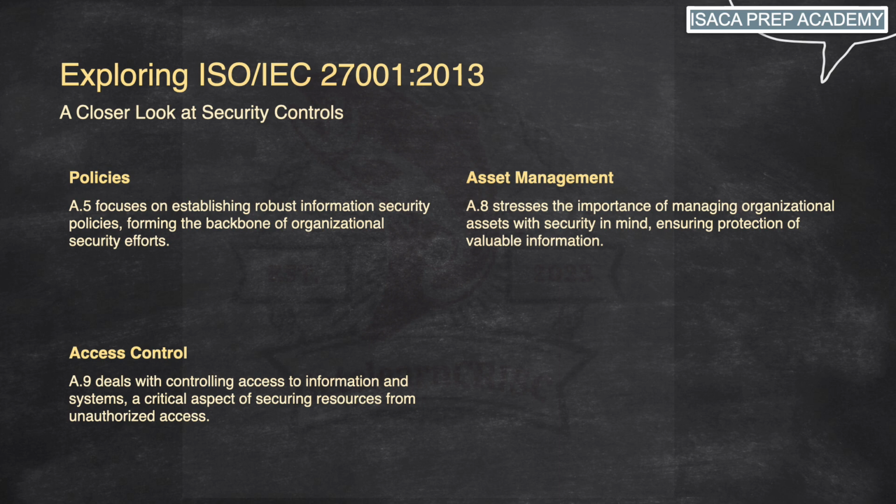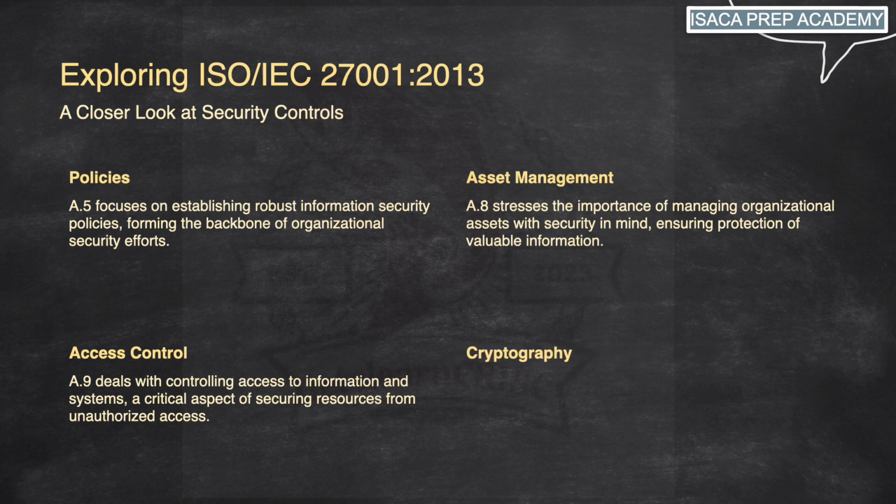And by effectively controlling access to information and systems, organizations can reduce the risk of unauthorized disclosure, modification, or destruction of sensitive data. And this helps to maintain the confidentiality, integrity, and availability of the information assets, ensuring that only authorized individuals can access them and minimizing the potential for security breaches.